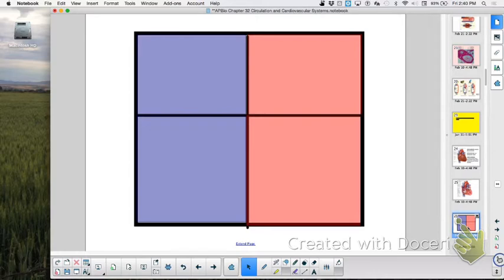The left side has been to the lungs, right? So the left side will always have oxygen, right? Because it's just coming back from the lungs, and it's going to get pumped out to the body when you're on the left side of the heart.